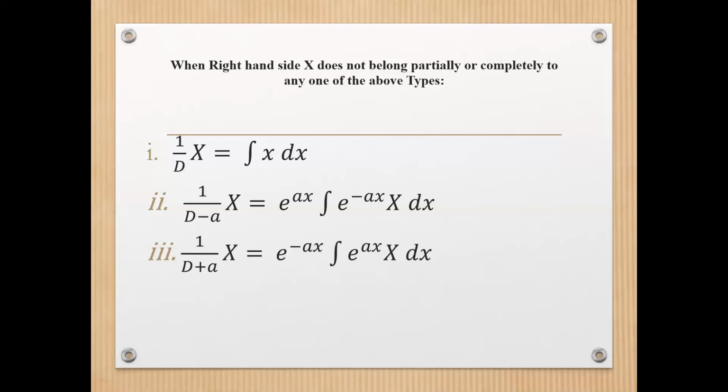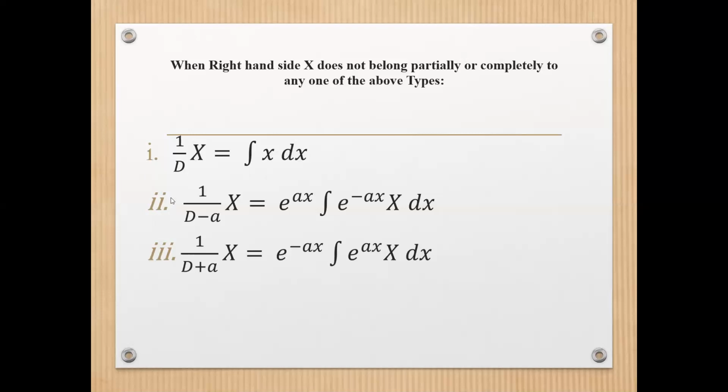See formula first. 1 upon D of X is equal to the integration of X dx. 1 upon D means first time integration of this function. 1 upon D square means what? Second time integration of this term. 1 upon D cube is nothing but third time integration of this term. This is the formula as we have seen in the solved examples. I am just writing that formula here.